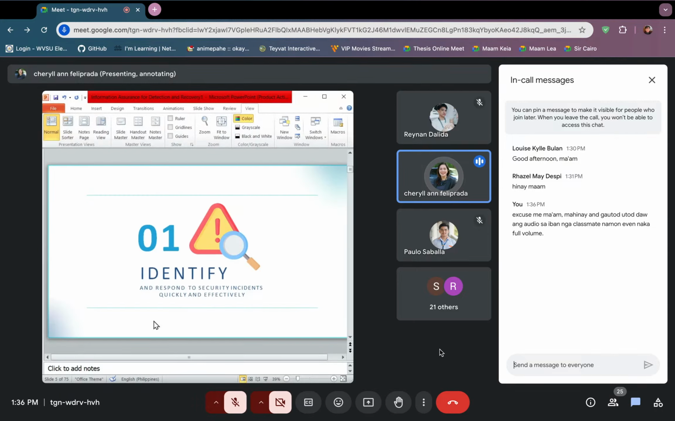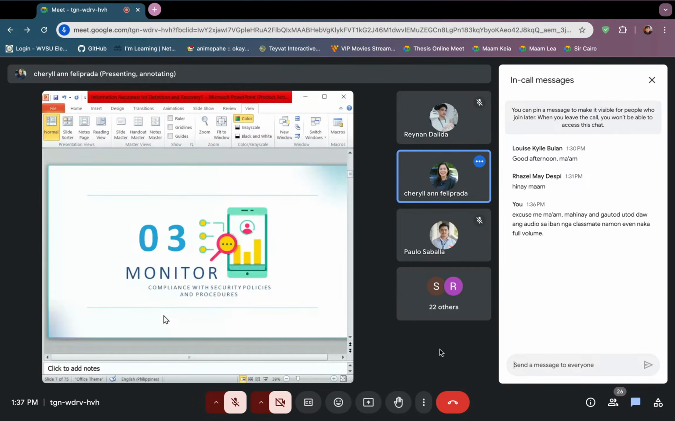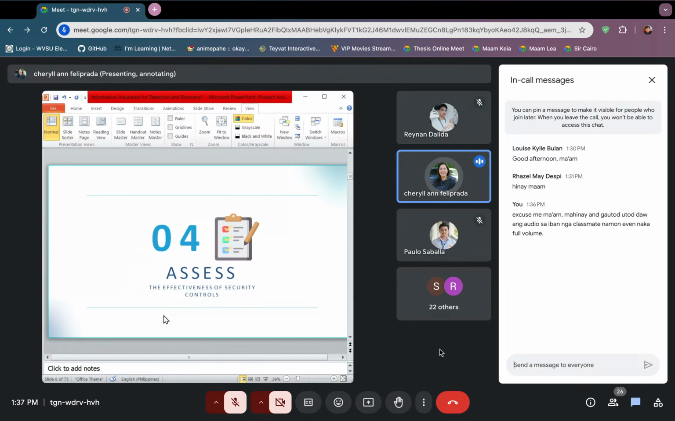So this monitoring includes four specific stages. The first is to identify and respond to security incidents quickly and effectively. Number two, it is to detect and prevent unauthorized access to systems and data. Number three, compliance with security policy and procedures. And last is to assess the effectiveness of security controls.